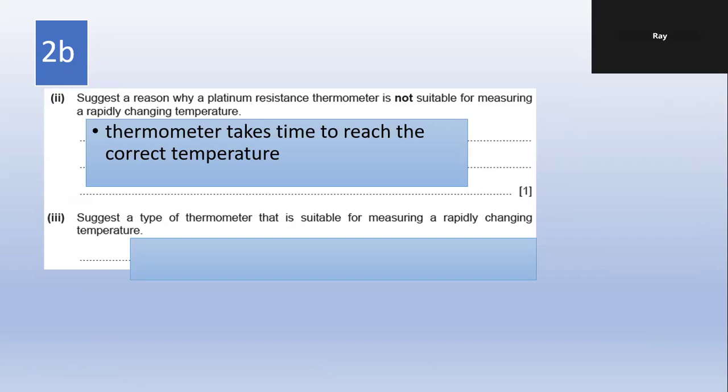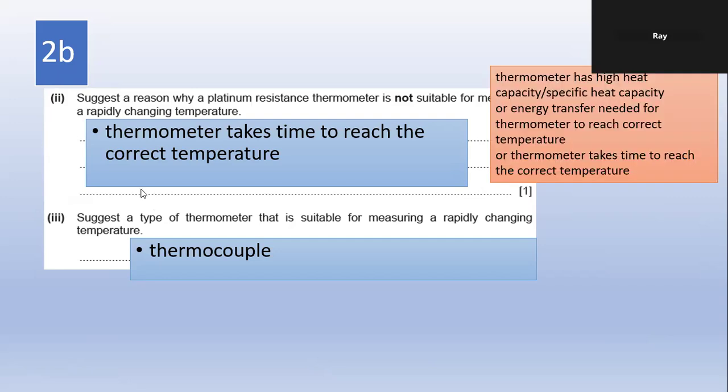Digital thermometer. Thermocouple. Right? A thermocouple is basically two metals joined together. They can respond very fast to change in temperature, whereas a resistance thermometer takes a while to respond. Right? These are alternative answers.